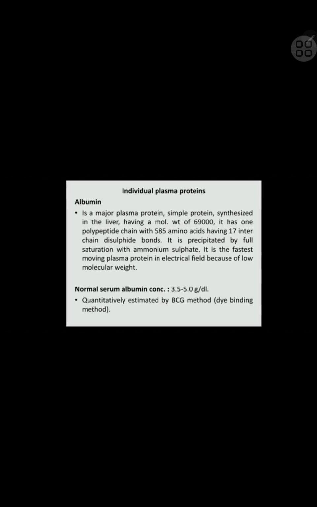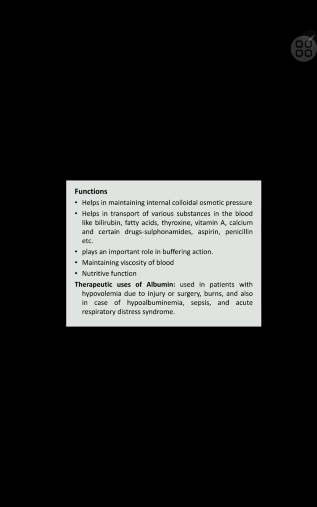And this albumin is separated from the plasma using ammonium sulfate, and it is precipitated by full saturation with ammonium sulfate. It is the fastest moving plasma protein in an electrical field because of its low molecular weight. Normally, it ranges from 3.5 to 5 grams per deciliter. It is estimated quantitatively by the Bromocresol Green method, or BCG method, also called the dye binding method.